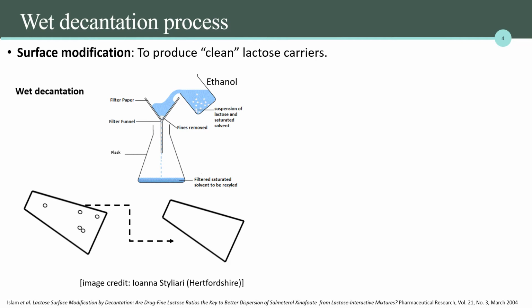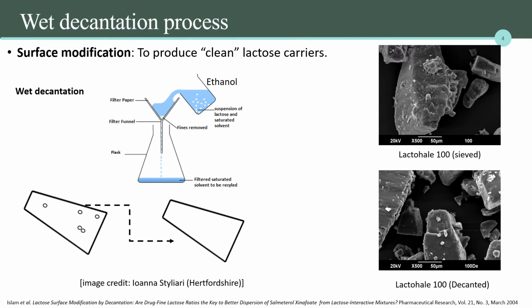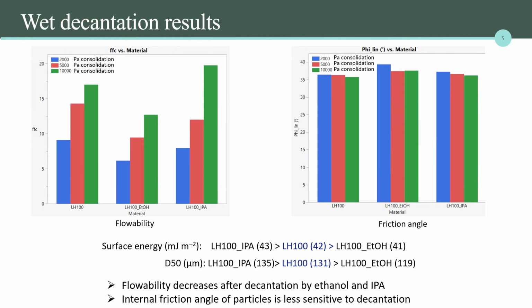To study the effect of the surface property on the flow of powders, our collaborators at Hertfordshire University used wet decantation to produce clean lactose powders. So we can see that after decantation, fines are removed from the surface of particles, and the surface of particles becomes more smooth. After decantation, the surface energy and the mean particle size change slightly.